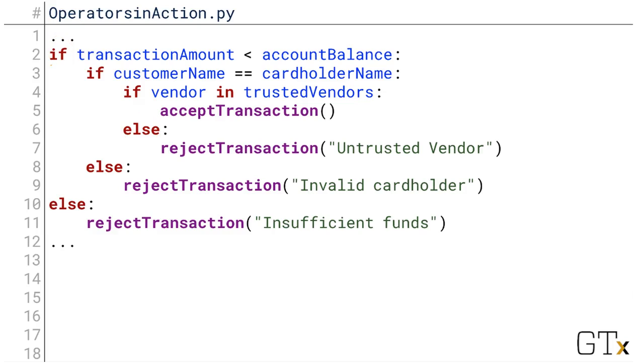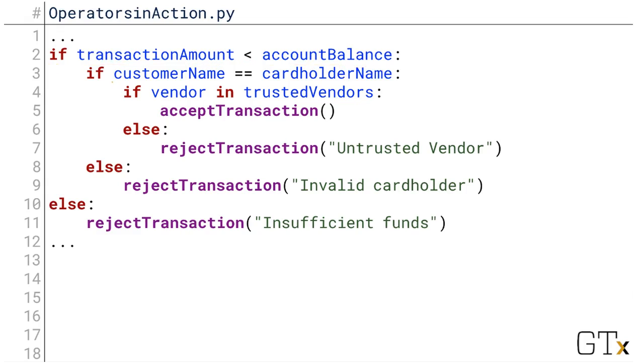We can interpret the phrase if transaction amount is less than account balance as in some way checking to see whether or not there's enough money in the account to actually make the transaction. If the amount of the transaction is less than the account balance, then yes, there is sufficient money.